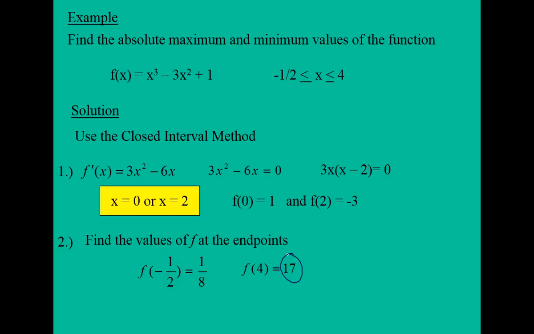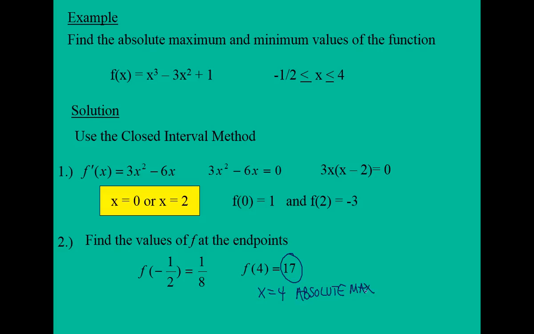So the largest value is here, this is our largest value, 17. So our absolute maximum occurs when x equals 4. That is our absolute maximum value. That's where it occurs. And the value is 17.